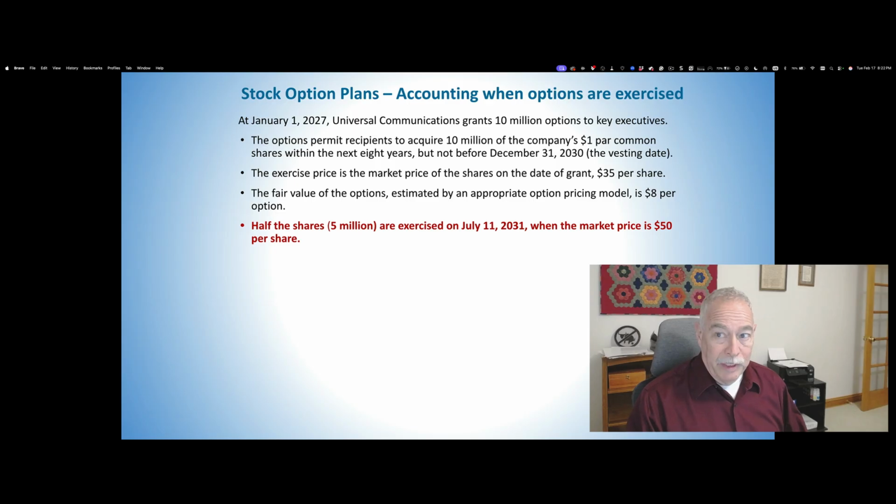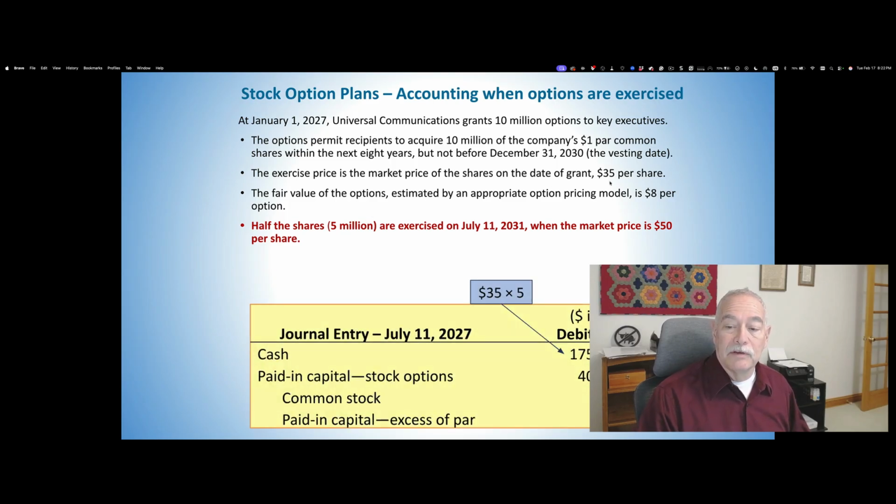Now, what happens when the options are actually exercised? Say half of the shares are exercised on July 11th of 2031, after they become exercisable. So we're going to get 5 million times the exercise price of 35, and that's going to give us 175 million. And that's the part that's cash. It comes from investors, that is the employees or investors in this case.